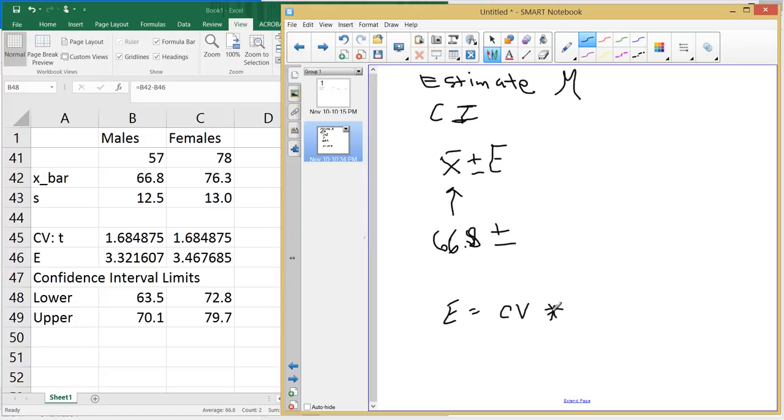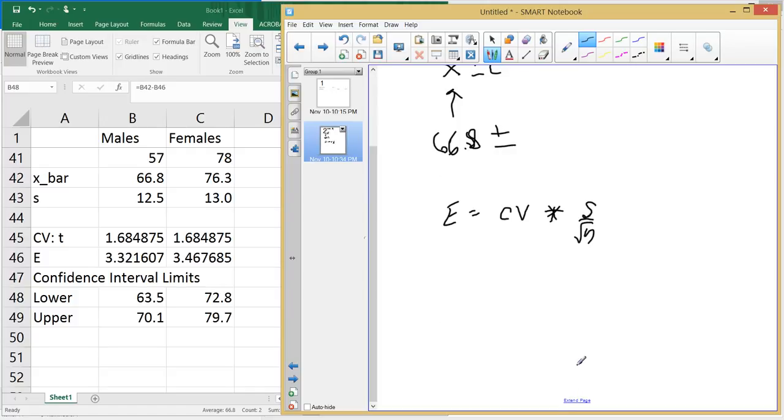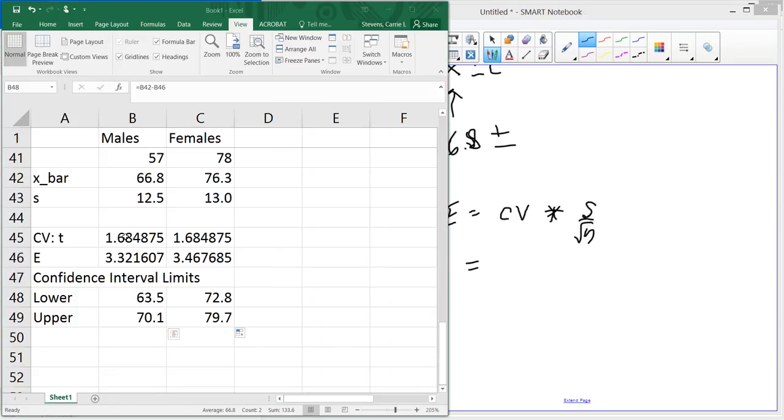That's supposed to be a star or an asterisk to indicate multiplication. And then times the standard error, which is the sample standard deviation divided by the square root of n. That's using the central limit theorem. So we have our t-score, which we could find using the table or with our t-inverse.